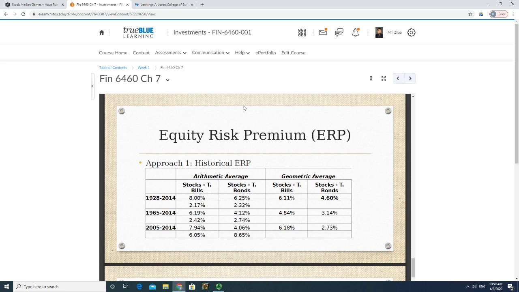But when we look at the time period between 1965 and 2014, the number declined to 3.14%. And between 2005 and 2014, the number is 2.73%. This is if we use the difference between stock return and T-bond return, using the T-bond return as the practical risk-free rate. But if we use T-bill rates as a proxy for the risk-free rate, the number would be around 6%. So historically, I would say this active risk premium would be something around 5%.